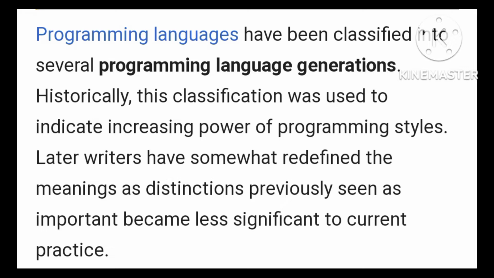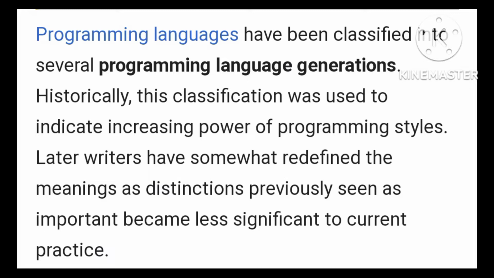Later, writers have somewhat redefined the meanings, as distinctions previously seen as important became less significant to current practice. A programming language is a computer language established to communicate between a user and a computer. It contains computations, meaning a series of calculations performed by the computer.